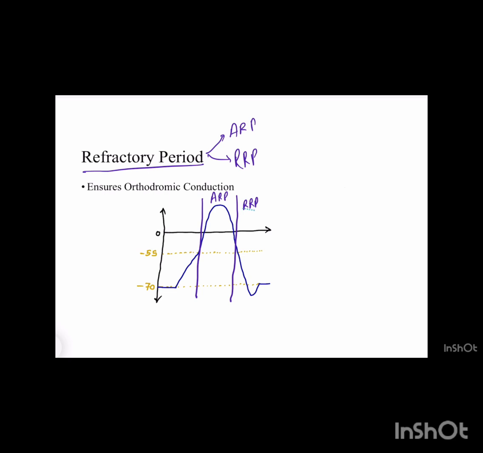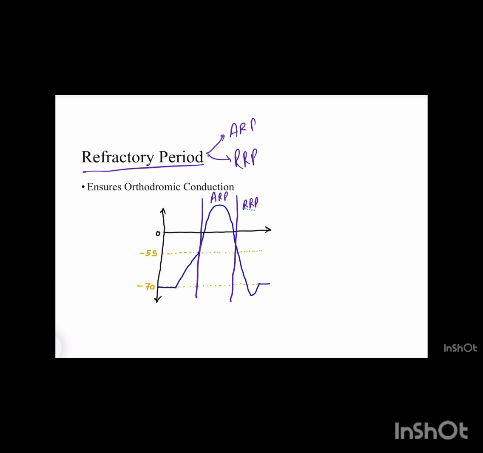In the absolute refractory period, no matter how strong a stimulus you give to the cell, an action potential won't be conducted. But in the relative refractory period, there is a chance that if you give a stimulus more than the threshold, a suprathreshold stimulus, then an action potential might be conducted.